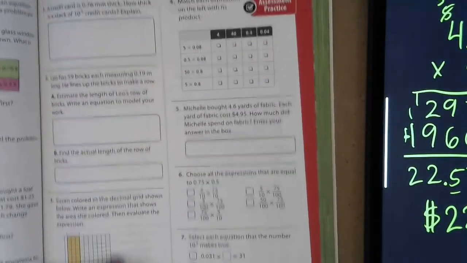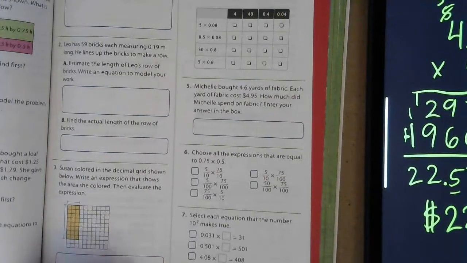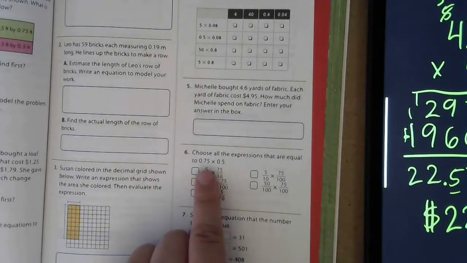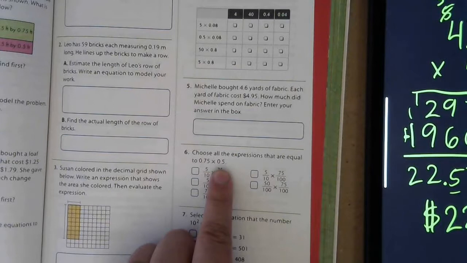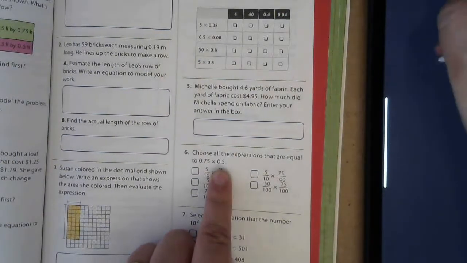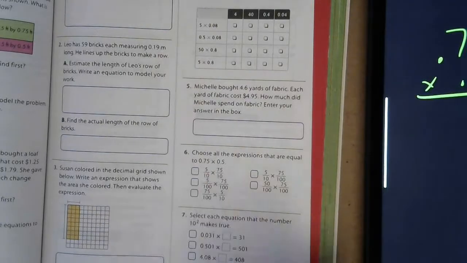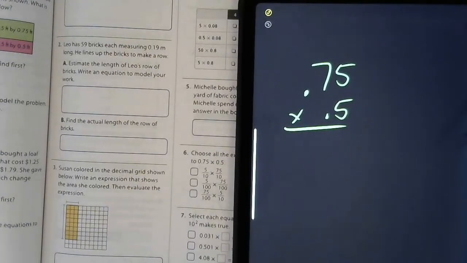Take a look at number 6. It says choose all the expressions that are equal to 75 hundredths times 5 tenths. So to answer this question, I'm going to first actually solve that. I'm going to take 75 hundredths times 5 tenths. Then I'll be able to hopefully figure this out.